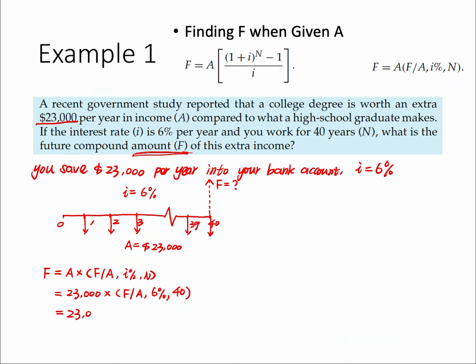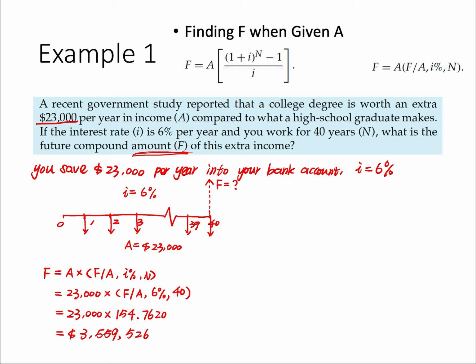So you continue the calculation. 23,000 times that factor value you just found from the next page, okay? So that value is 154.7620. Use your calculator, do the calculation, and then you will find the final result is 3,559,526. Wow, that's a lot, right?